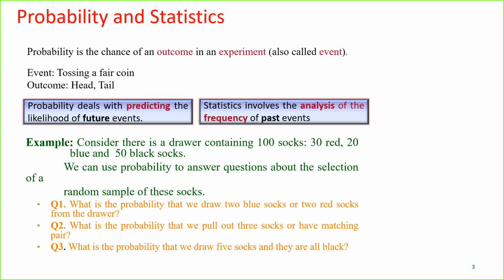So we can answer questions like what is the probability that we draw two blue socks or two red socks from the drawer? Or what is the probability that we pull out three socks and among the three socks we get a matching pair? Or what is the probability that we draw five socks and all of them are black, right? Looking at these questions, what is given to you? The underlying model or the underlying distribution is given to you, and you're asking what kind of data you are likely to see given the underlying model. These are the kind of questions that we are expecting in the case of probability.